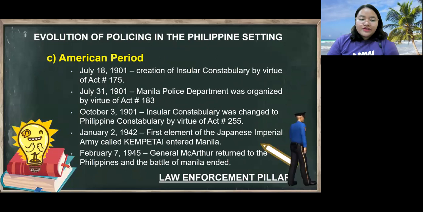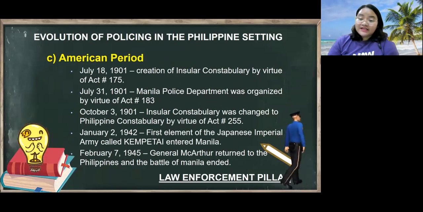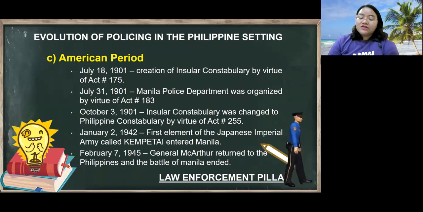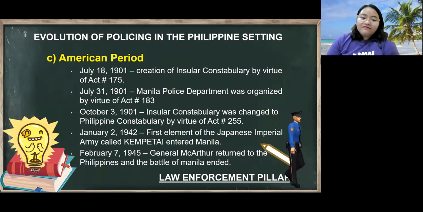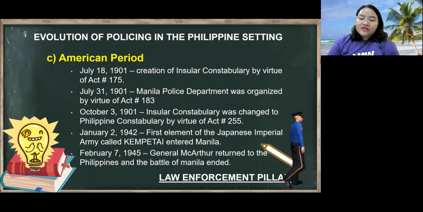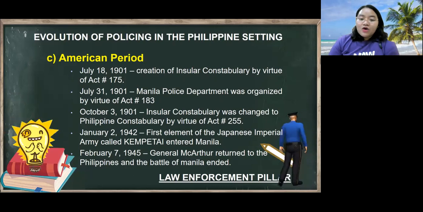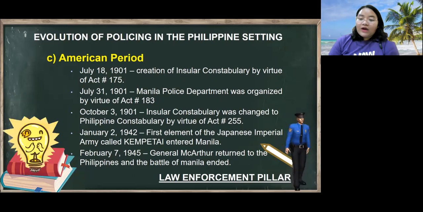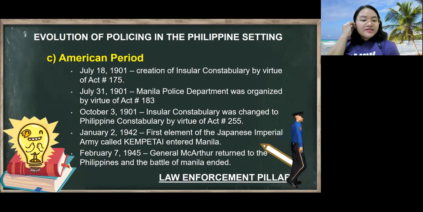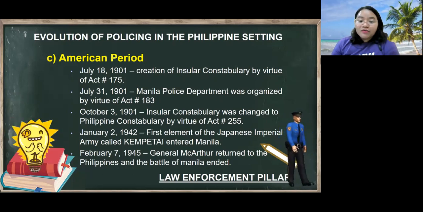Right after the Spanish period was the American period, which also has significant events and important dates that helped the evolution of policing in the Philippine setting. These are the following: July 18, 1901, the creation of the Insular Constabulary by virtue of Act Number 175. July 31, 1901, the Manila Police Department was organized by virtue of Act Number 183. October 3, 1901, the Insular Constabulary was changed to Philippine Constabulary by virtue of Act Number 255.